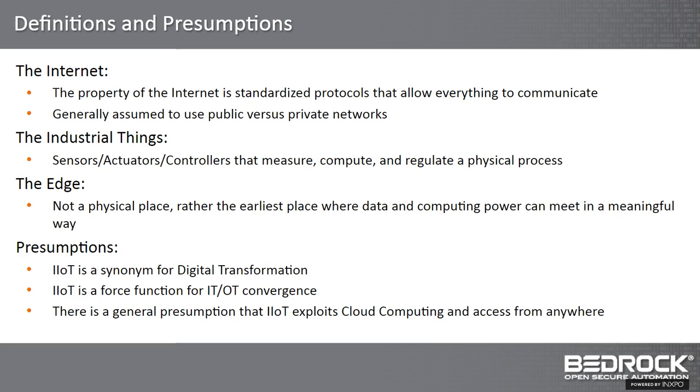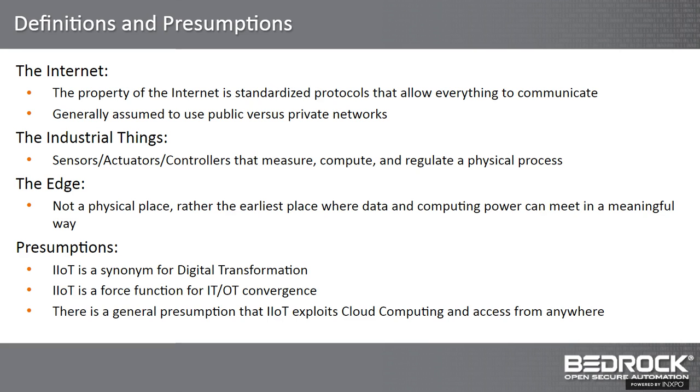So what is the Internet? Well, everyone knows what it is, but maybe not. The fundamental property of the Internet is that it's a set of standardized protocols that allows everything to communicate with everything. That's the fundamental basis of it. And it's generally assumed that you are on the Internet using either public or private networks, almost entirely public networks now. So that's the first stake in the ground.